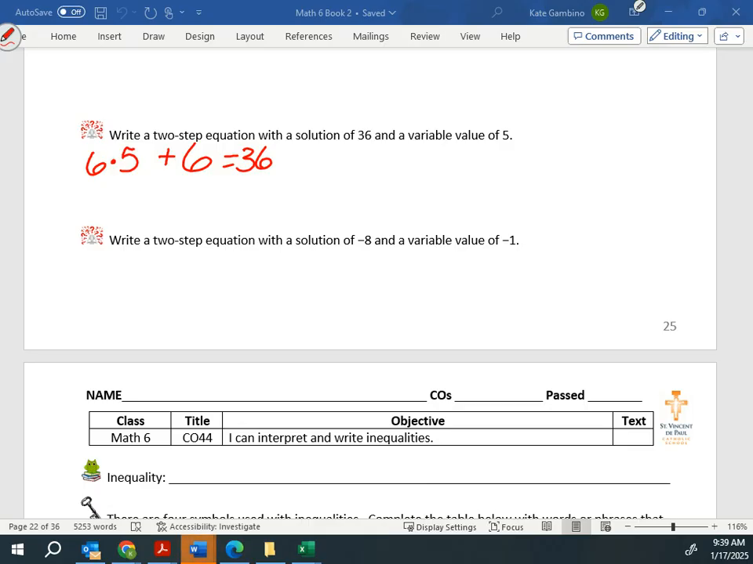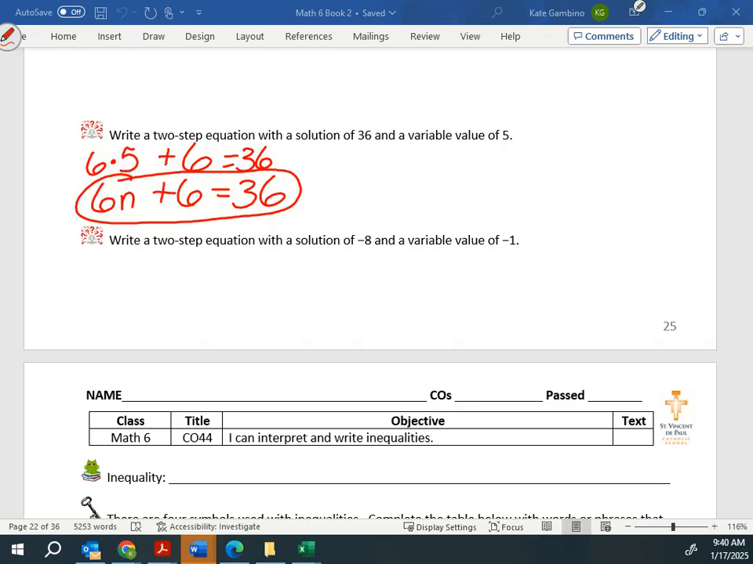So I'm doing 2 steps. I'm multiplying and I'm adding. I'm using that 5 in that multiplying or dividing. Then I'm going to take it and put an n in for that 5. And the solution is going to equal 36. So you write your equation out using multiplying or dividing and adding or subtracting, and you make it equal 36. Make sure you're using that 5 when you multiply or divide, and then you're going to put the n in for it.